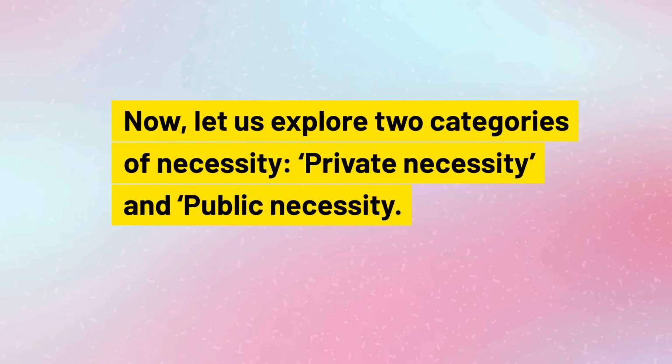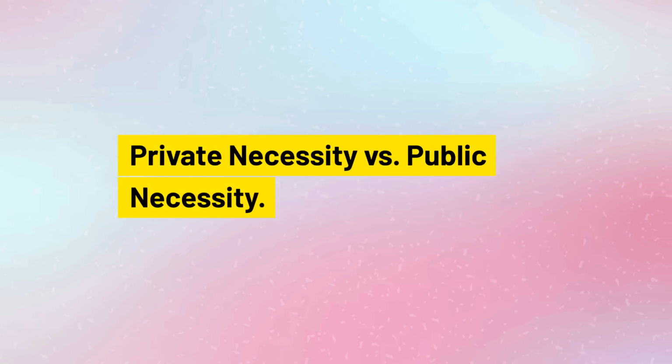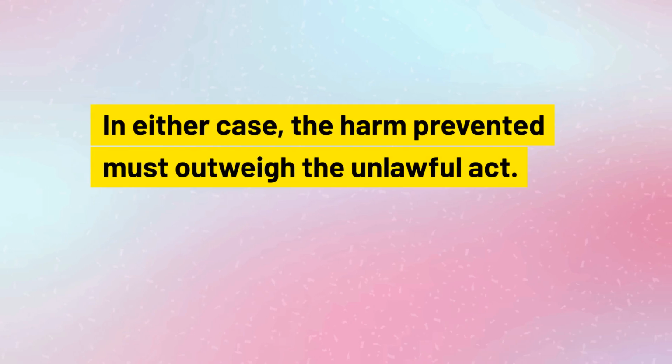Now, let us explore two categories of necessity: private necessity and public necessity. Private necessity refers to situations where an individual acts to protect themselves or their property, while public necessity refers to actions taken to protect the community or the public at large. In either case, the harm prevented must outweigh the unlawful act.